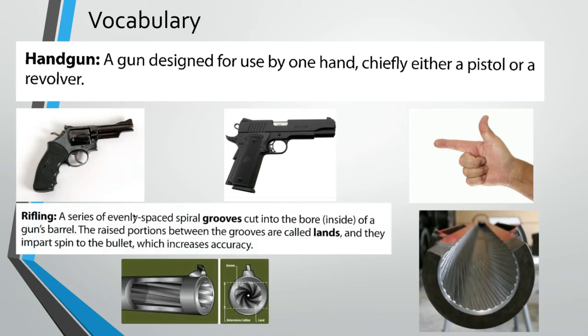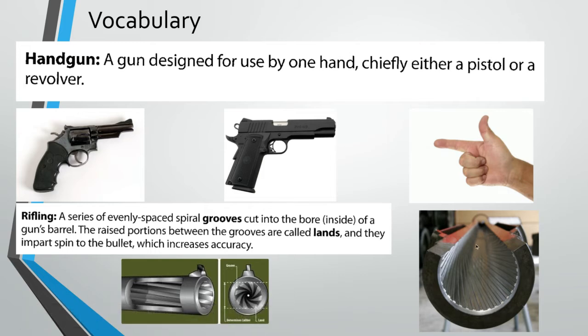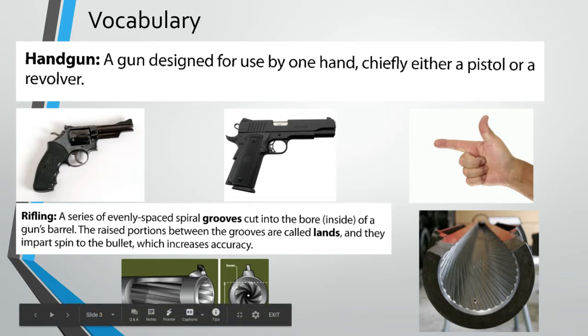The rifling is a series of evenly spaced spiral grooves cut into the bore, or the inside of the gun's barrel. As you can see here, this one's been cut open. Normally it's closed. And you can see those grooves really carved into there. They're cut in a spiral pattern to impart spin on the bullet as it leaves the rifle. You can see that down here as well in this cross section, and you can see it down the barrel straight here.